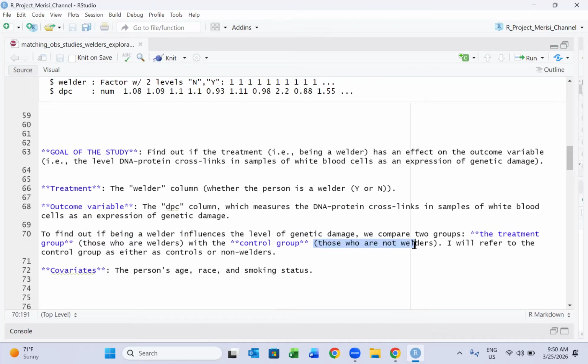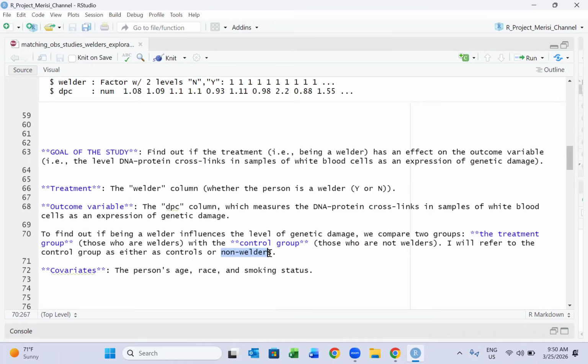Okay. Perfect. Another clarification is this one, guys. Throughout the video, when I mention the control group, or refer to a control group, I will use the terms controls or non-welders. Okay, and that's something that you need to be aware of. So I'm going to say the controls or non-welders, same thing. They refer to the same thing. All right. So make sure you understand that.